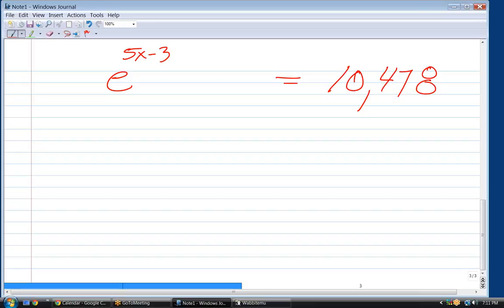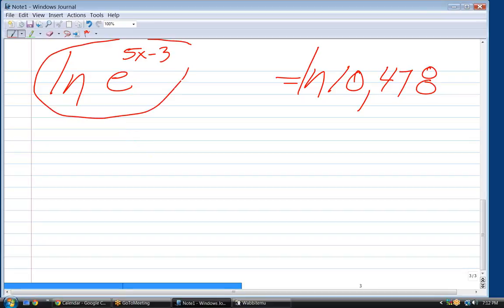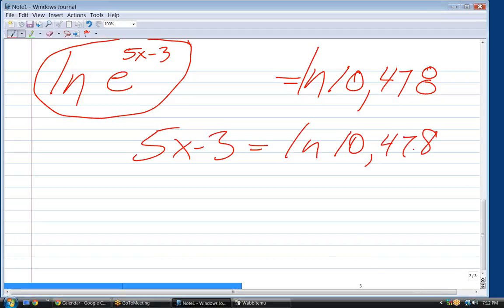Take the natural log. Okay. So what's the next line that I'm going to write? Natural log. Well, I can do that. I can just do it like that. And now what's the next line I'm going to write? e to the 5x minus 3. In other words, what is that equal to? Oh, 5x minus 3. Right. So at this point, this is what we have. Now what?